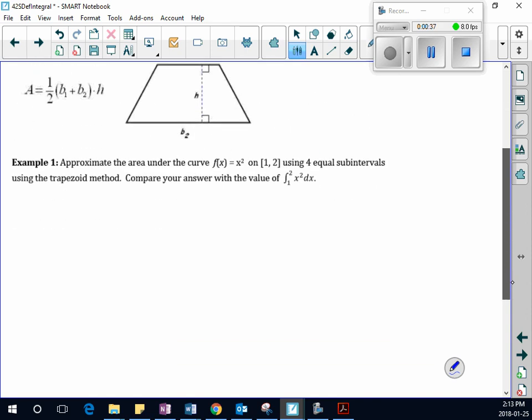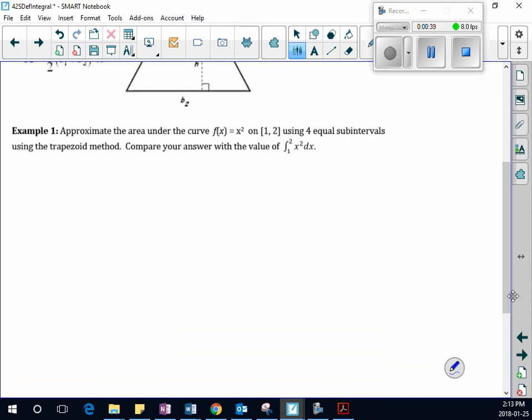So example 1. Approximate the area under the curve f of x equals x squared on the interval 1, 2 using 4 equal subintervals using the trapezoidal method. Compare your answer to the actual integral. Okay, so we're going to actually draw this. Do you remember what that looks like?